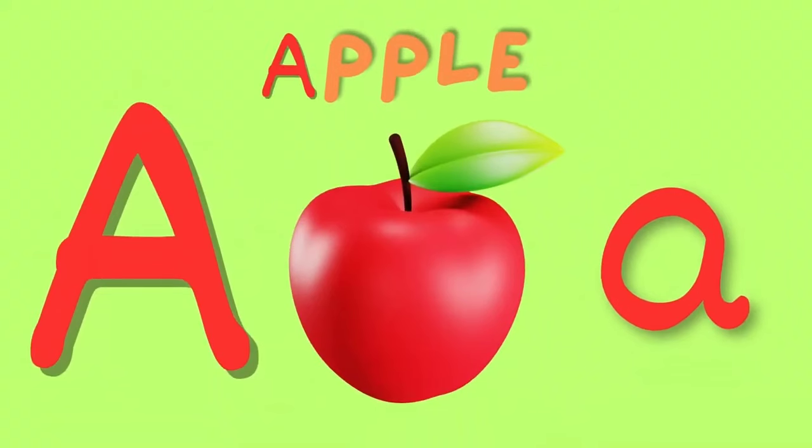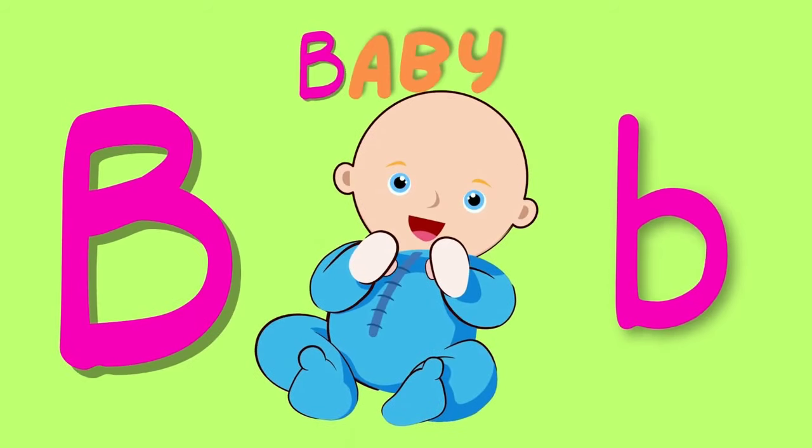A is for apple. This is an apple. B is for baby. This is a baby.